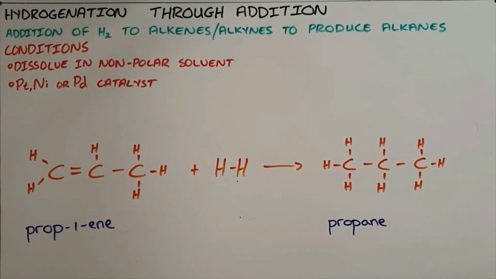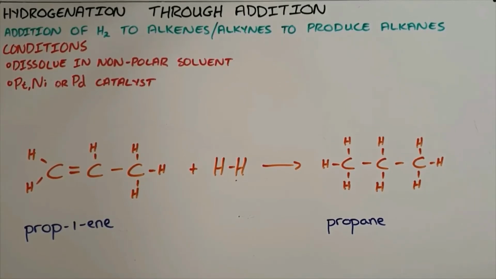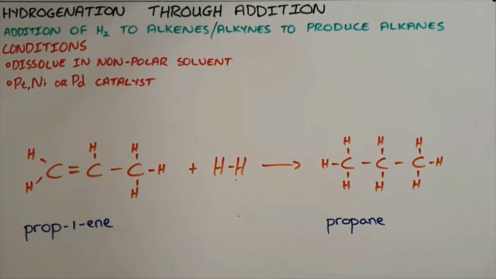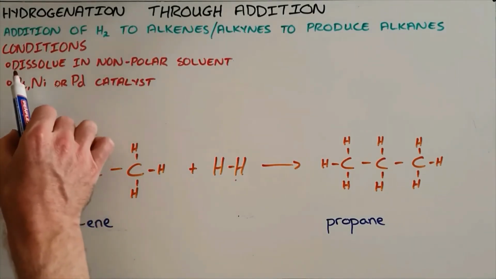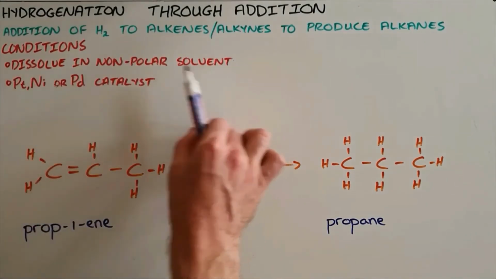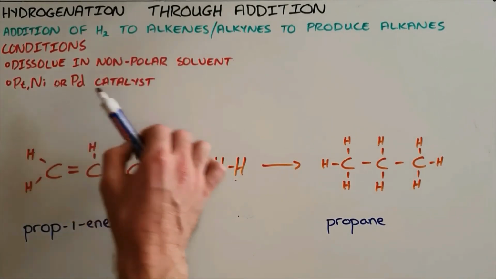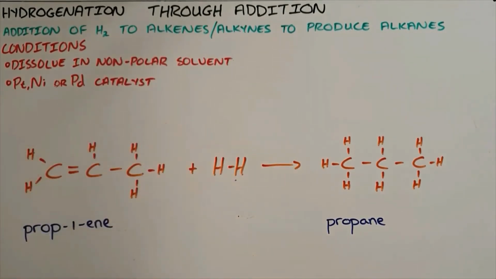Hydrogenation through addition is the addition of hydrogen to an alkene or an alkyne to produce an alkane. This reaction can only happen under very specific conditions, those being that the unsaturated compound must be dissolved in a nonpolar solvent and a platinum, nickel or palladium catalyst must be present.